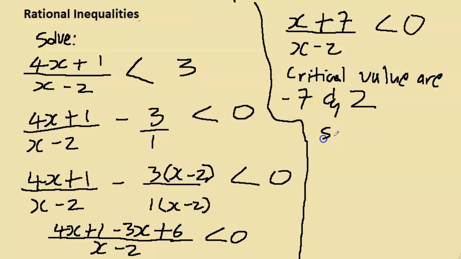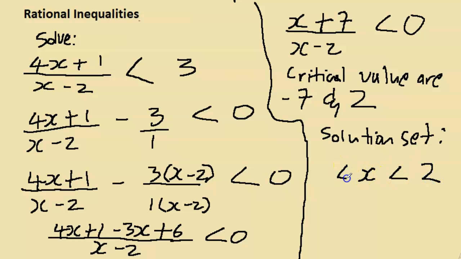And the solution set now, because we're doing a less than situation here, the x value will lie between the two critical values. So it's greater than the smaller value, but less than the larger value. In other words, any value of x that's between 2 and negative 7 will make this entire expression less than 0 or negative.